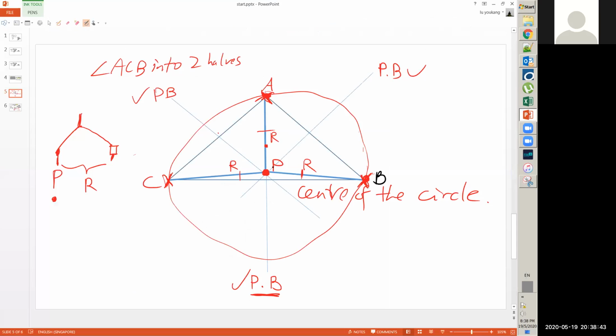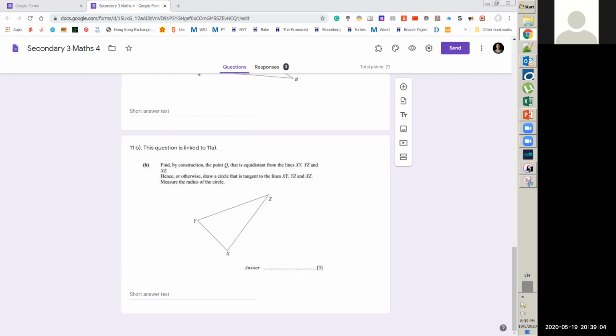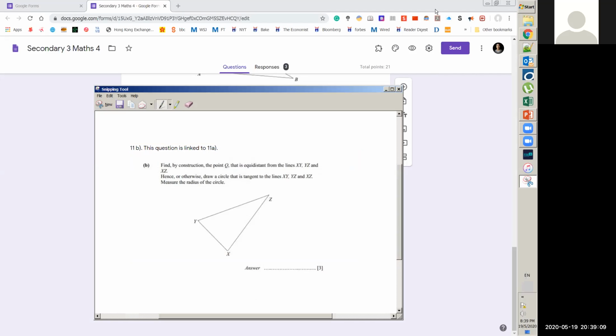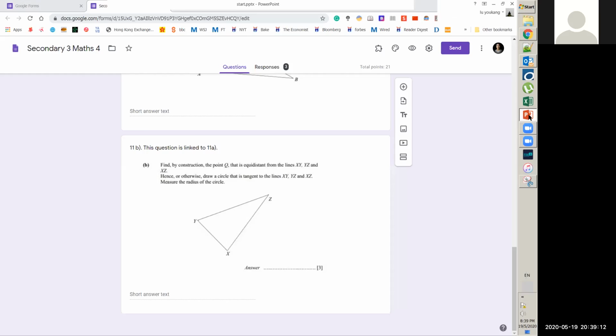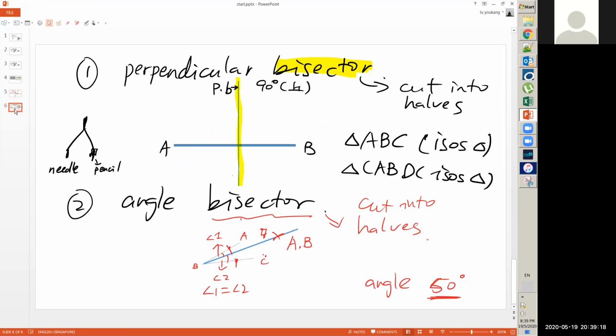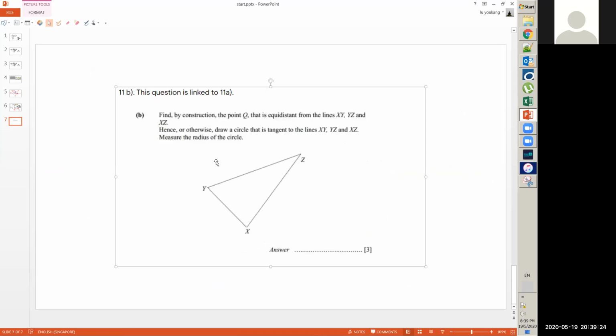Okay. I want to give you a summary. What we have done here so far is we are making use of the perpendicular bisector. Did we use angle bisector? No, not yet, right? So the next question, which is this question, we are going to use that. I want to show you how you can make use of the perpendicular bisector, which is here, and how we can use the angle bisector later on for the second question. So now I'm going to go through that together with you for this question.